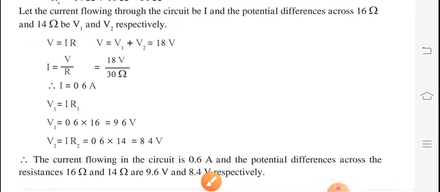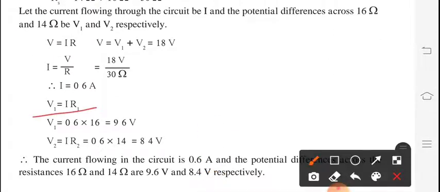Now V1 is equal to IR1. So 0.6 and R1 is 16. If you multiply these two, you will get the answer as 9.6 volt. And V2 is equal to IR2. Again, instead of I, we substitute 0.6 multiplied by R2, which is 14. If you multiply this, you will get 8.4. So the current flowing through the circuit is 0.6 ampere, and the potential difference across the resistances of 16 ohm and 14 ohm is 9.6 volt and 8.4 volt respectively.